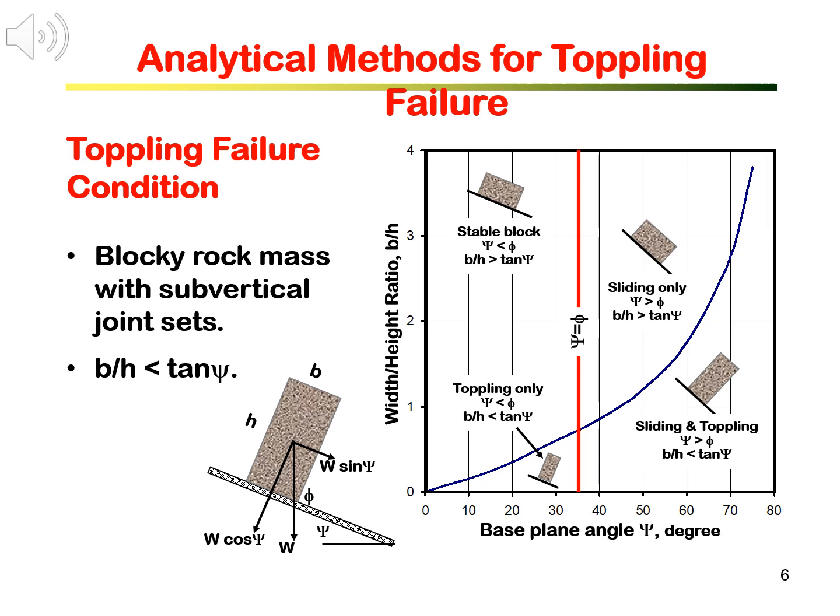I have shown the diagram on the right in the last session. Depending on the geometrical configuration, we can have 4 possible scenarios governed by the block geometry, the tilting angle, and the base frictional angle. Toppling can occur only when B over H is smaller than the tangent of the block tilting angle, indicated by the 2 lower cases on the right diagram.